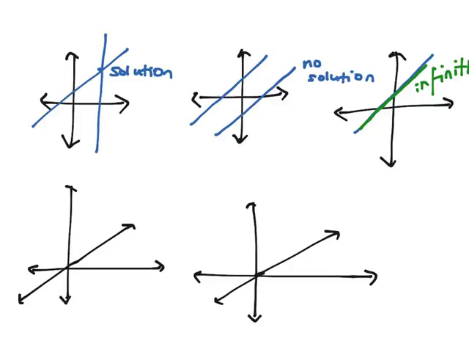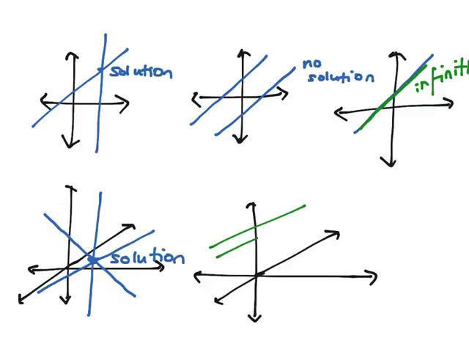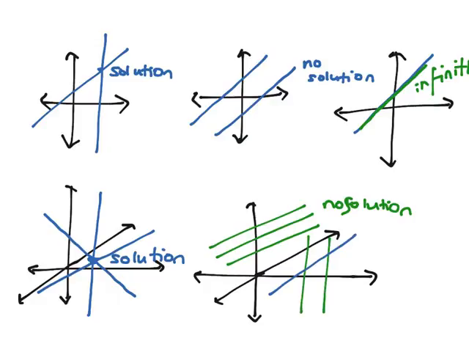Now, when we extend this to three variables, we only consider a system to have a solution if all three lines intersect at a single point. Otherwise, we could have a system where, say, all three lines are parallel. That would be no solution. Or we could have a system where two lines are parallel and another line intersects across both of them.